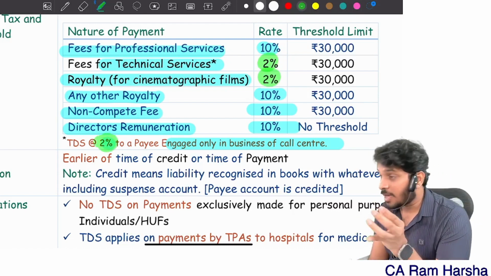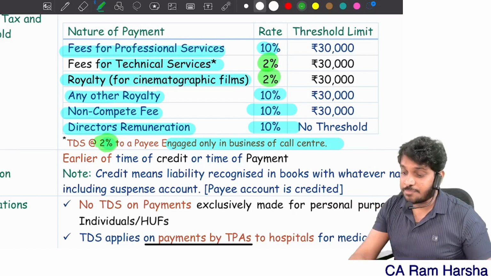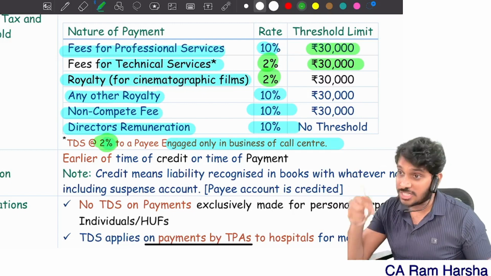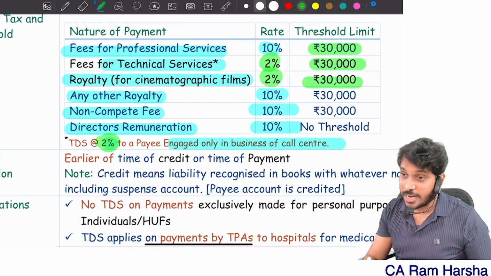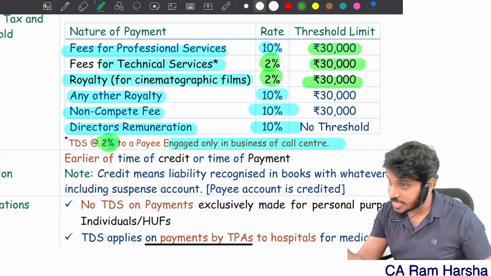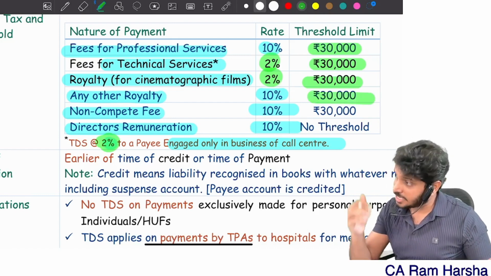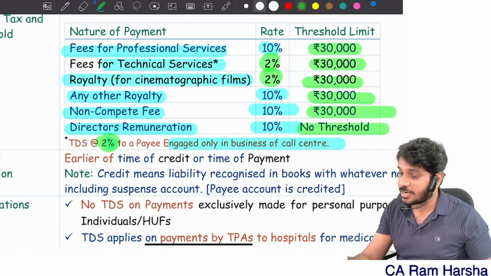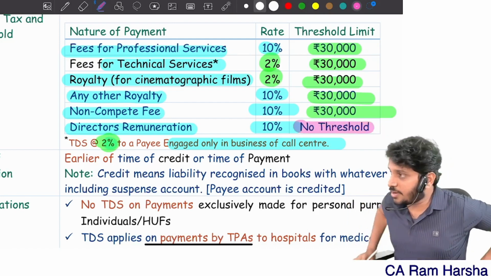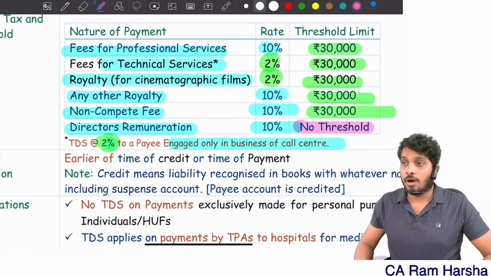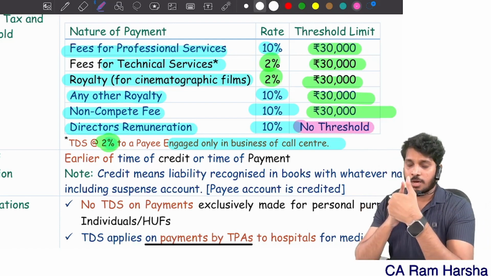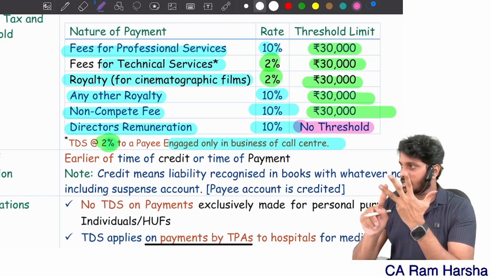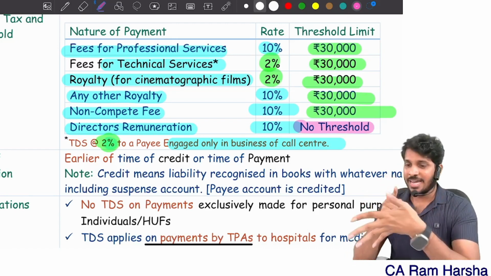Yes or no? When should they deduct TDS? If professional fee exceeds 30,000, then only TDS. Fees for technical services crossing 30,000, then only TDS. Royalty for cinemas, if I'm paying more than 30,000 in a year, then only TDS. Any other royalty 30,000, non-compete fee 30,000. Threshold limit is not there for director remuneration. Yes or no? Simple. What payments are covered? Fees for professional service, fees for technical service, royalty for cinemas, royalty for others, non-compete fee, director remuneration.